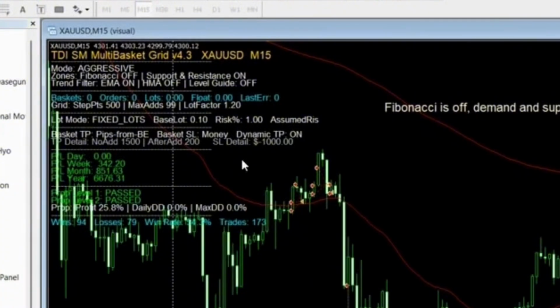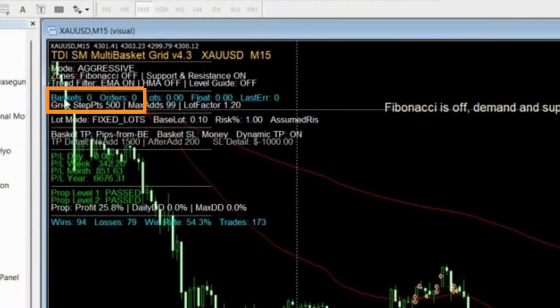Okay, now the other details is basket trade. So it shows you the number of baskets that is on, either one or two. So if you are using aggressive, for instance, and I said you can take more than one trade at a time, you can see the basket. So it will tell you if two baskets is running, which means two independent trades is running at a time. And if it is three baskets, three independent trades is running at a time.